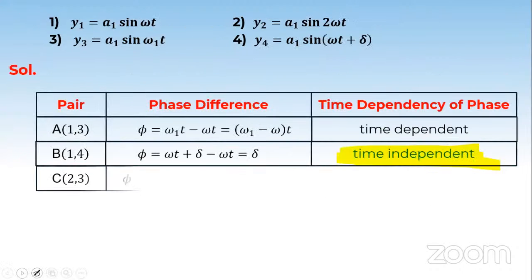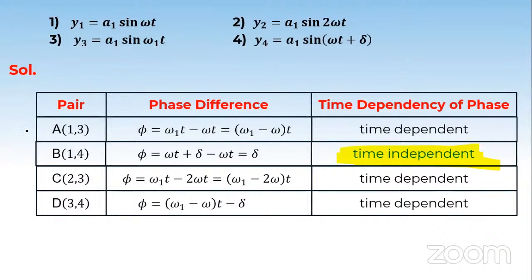Okay, so this is a table. And we use the 4 equations: equation first, equation third, equation first, equation 4, equation 2, equation 3, equation 3, equation 4. We used all the values here. Okay. And finally, then we compared the phase differences.